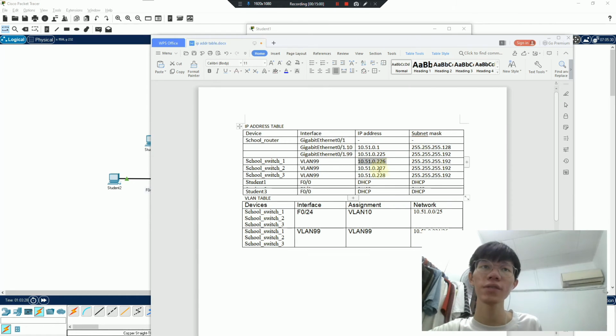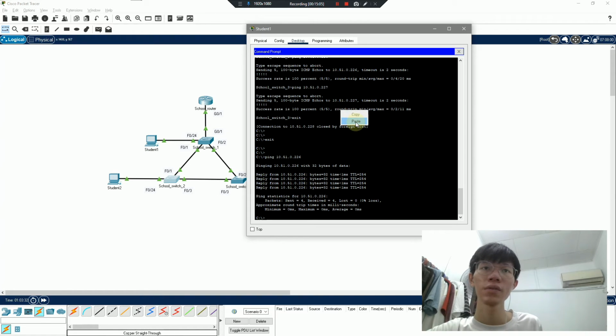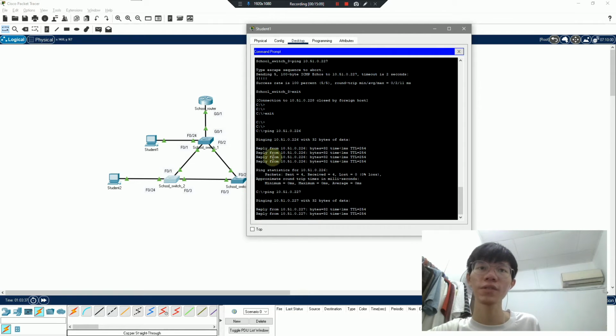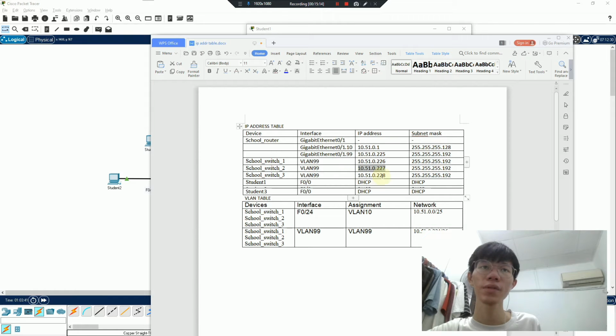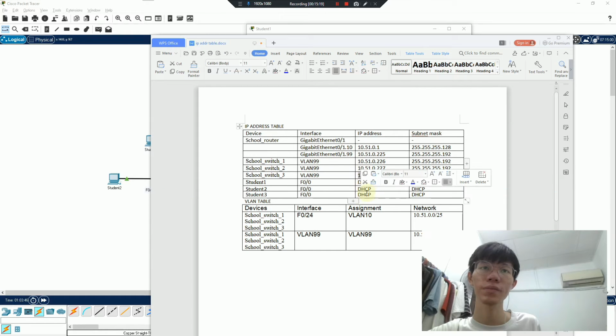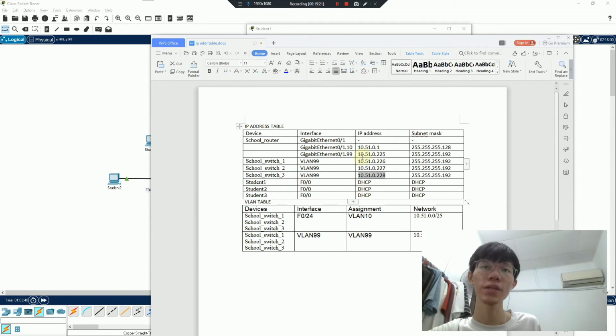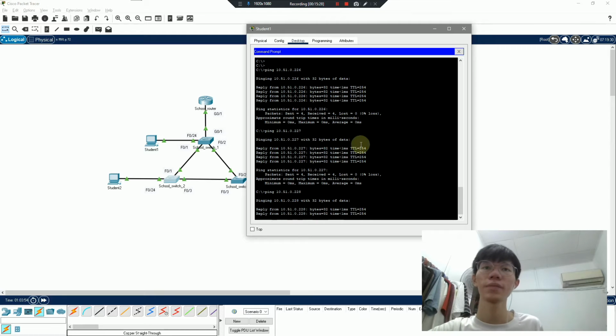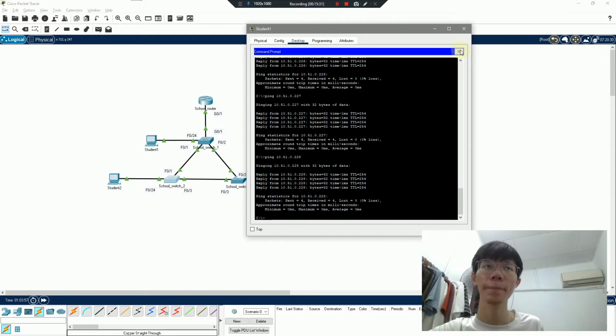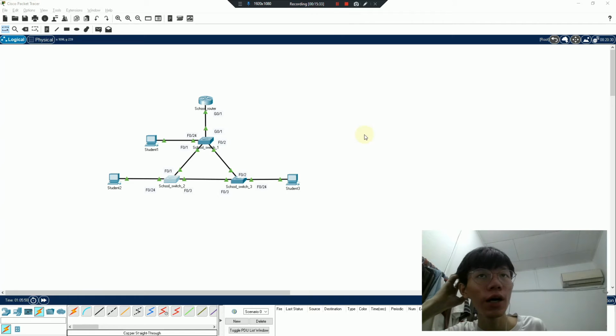So the second one is to the switch 2. So we ping to the switch 2, 227. Ping also success to the SVI on the switch 2. And the third one is the 228. The 228 is for the switch 3. So ping 228. So the ping also success.